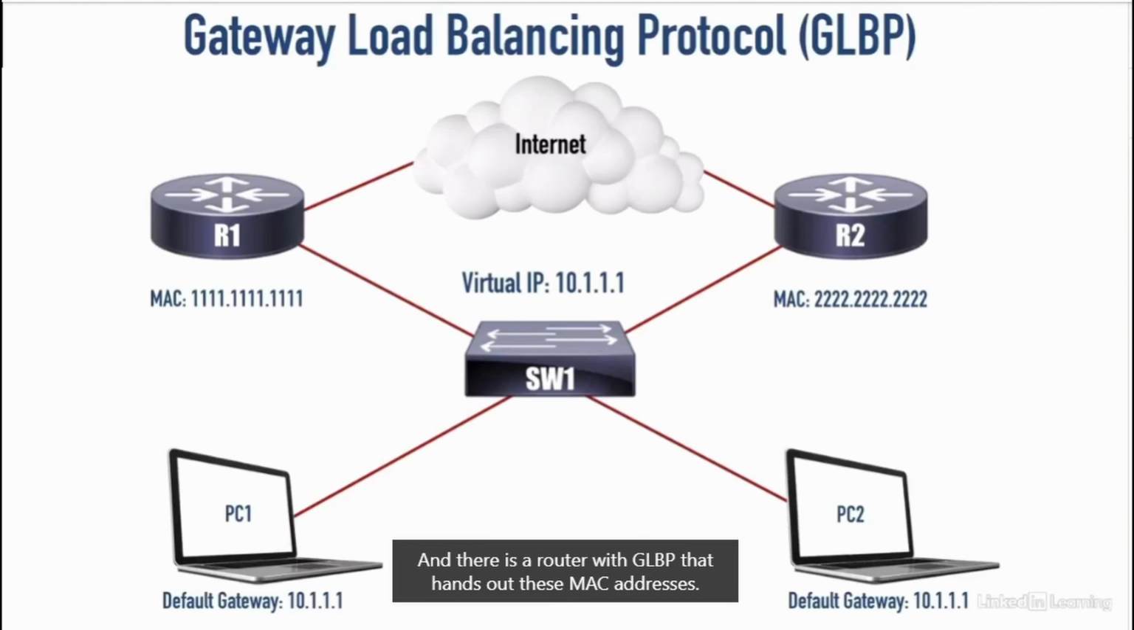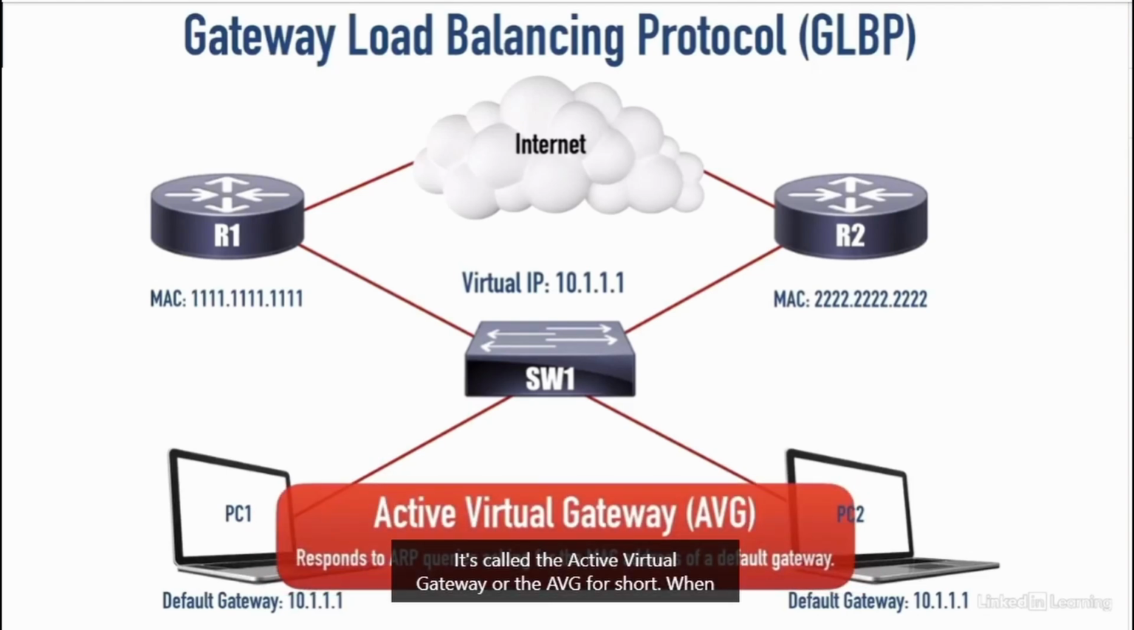And there is a router with GLBP that hands out these MAC addresses. It's called the Active Virtual Gateway, or the AVG for short. When it receives an ARP broadcast saying, hey, can you tell me the MAC address corresponding to this virtual IP address? One time, it might hand out R1's MAC address. The next time, it could hand out R2's MAC address. And by the way, you can have a maximum of 4 routers in this GLBP group. So we can hand out the MAC address of R3 and then R4, and then go back to R1, R2, R3, R4, and so on. It could go in a round-robin cycle, which is the default, by the way. And that's going to give us some load balancing.